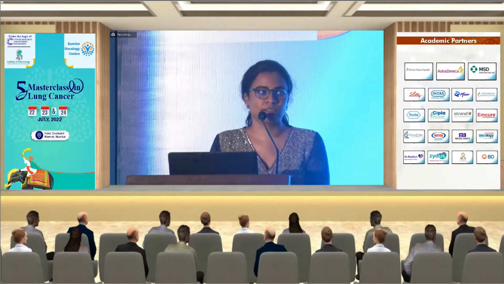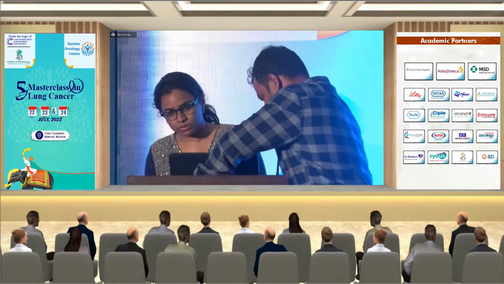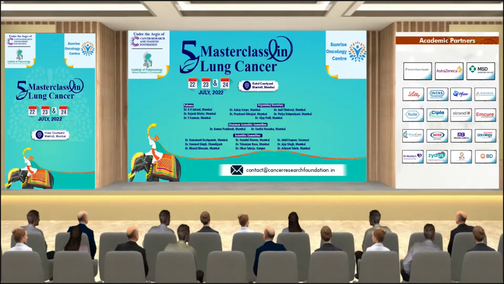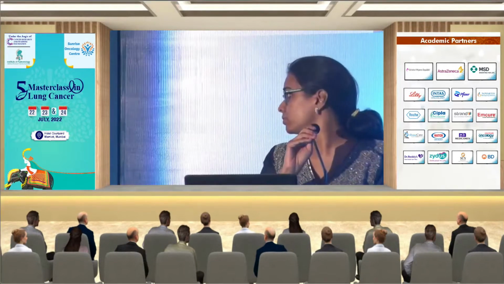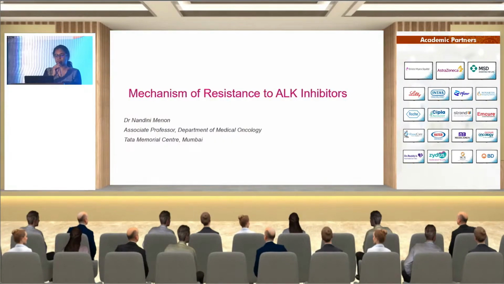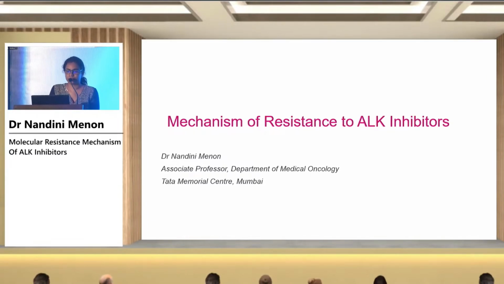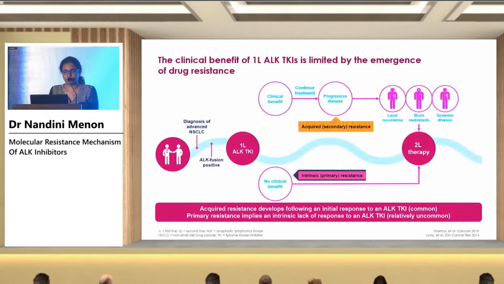So the previous two talks already covered methods of testing and... okay, so we go back to mechanism of resistance to ALK inhibitors. The previous talks discussed the various drugs which are used in the first line setting for treating ALK mutation positive non-small cell lung cancer. And sir had also discussed the resistant mutations. And I'll be discussing in the next 15 minutes a bit about the resistance to ALK inhibitors in lung cancer.